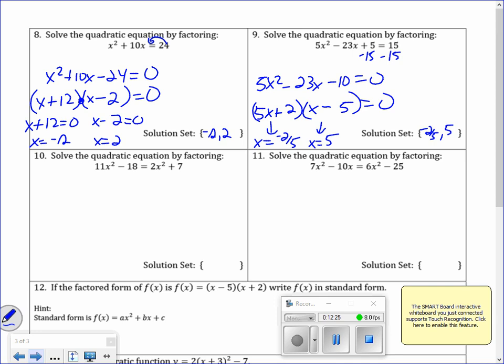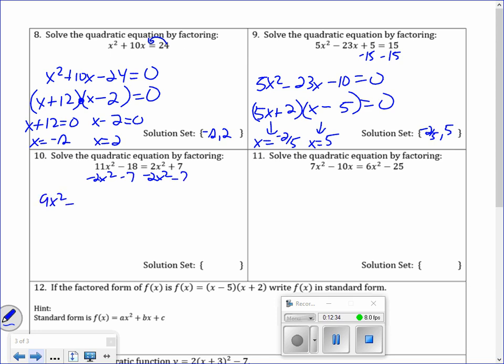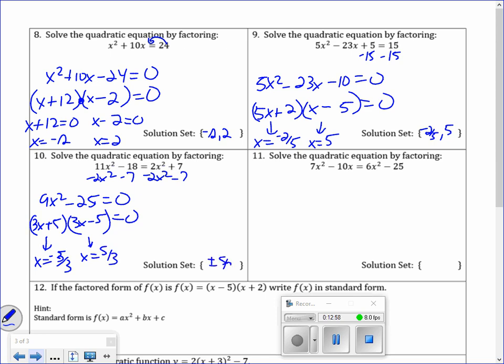All right, over here, I'm going to pull everything to the left. So minus 2x squared, minus 2x squared, and then minus 7, minus 7. So I get 9x squared minus 25 equals 0. I want to get everything 0 on one side. All right, so these are perfect squares. I got 3x plus 5 and 3x minus 5. So this produces an answer of negative 5/3. And this guy produces an answer of positive 5/3. So we can be fancy and just put plus or minus 5/3 for my answer.